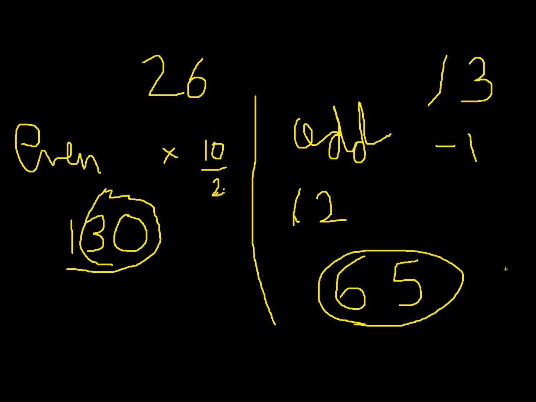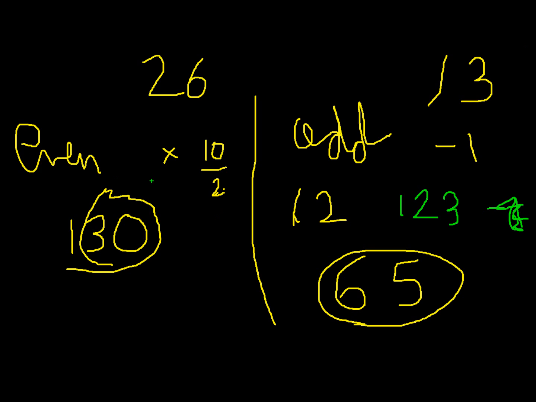Let's say the number that you want to multiply is 123. So 123 minus 1, that is 122. We'll do this in our head. 122 divided by 2 is 61. And the next thing is you just place a 5. So it is 615. 615 is the answer of 123 multiplied by 5.